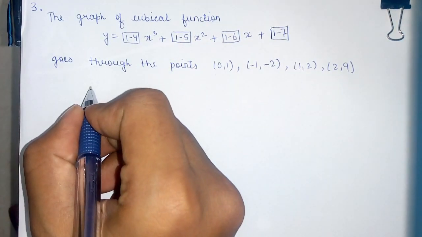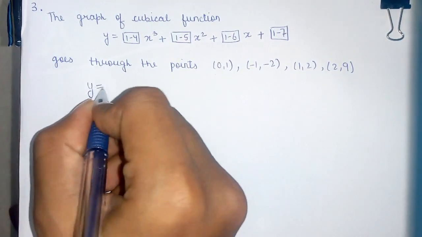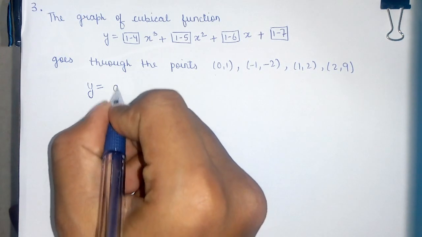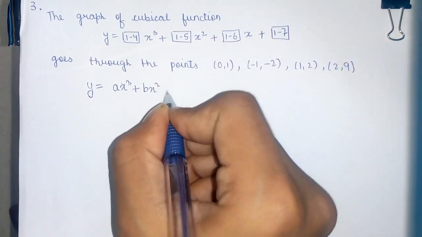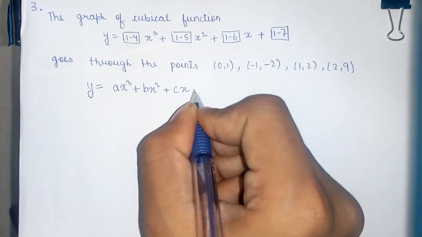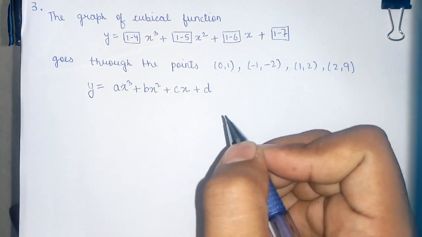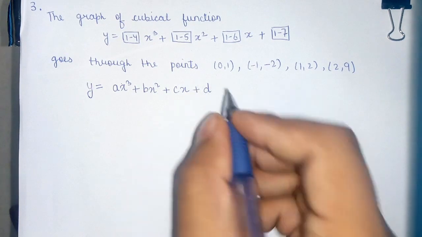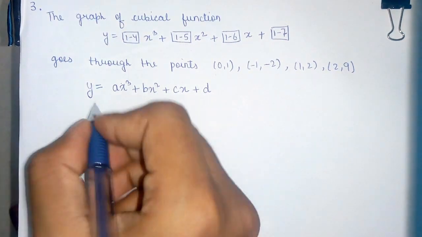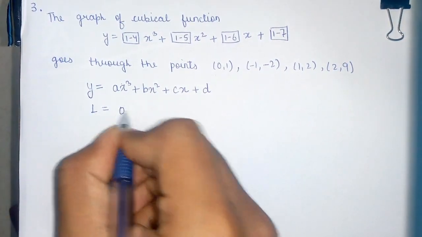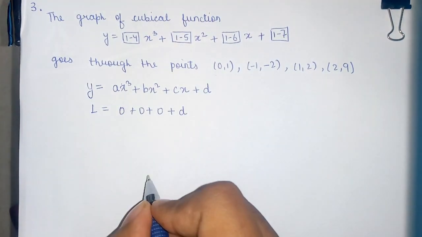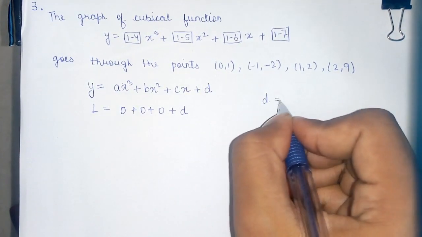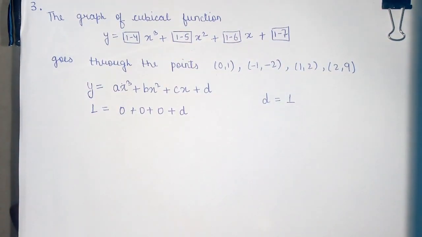If I write the polynomial as y equals a x cubed plus b x squared plus c x plus d, let's put 0, 1 in this. We have 1 equals 0 plus 0 plus 0 plus d. So we got d to be 1.